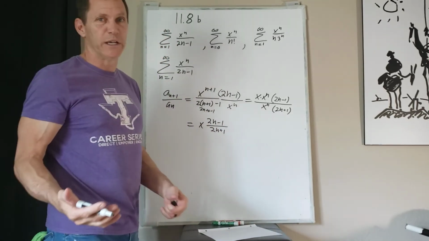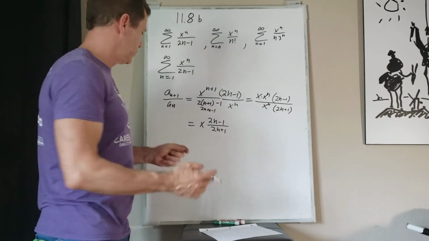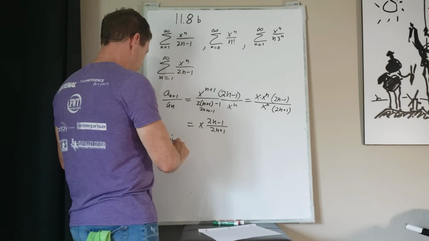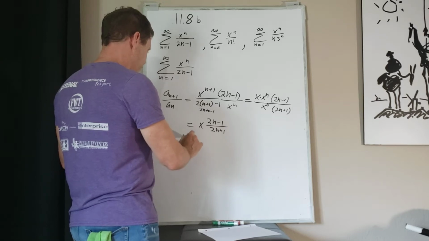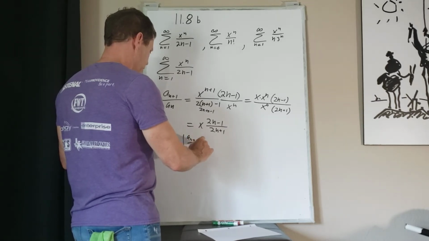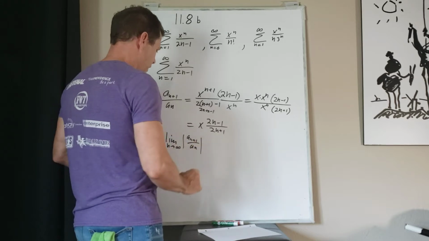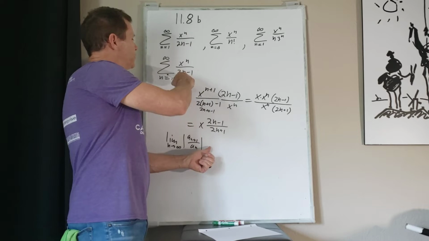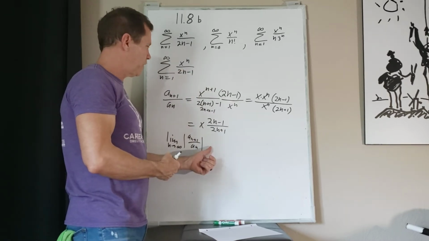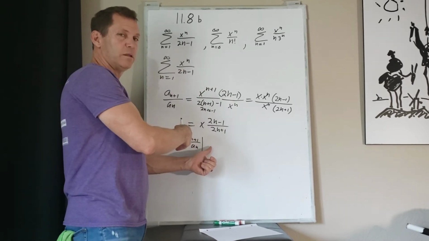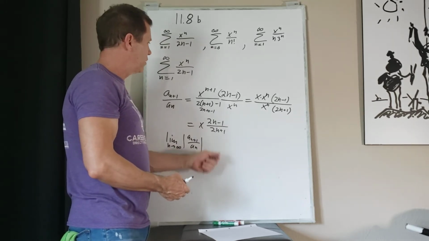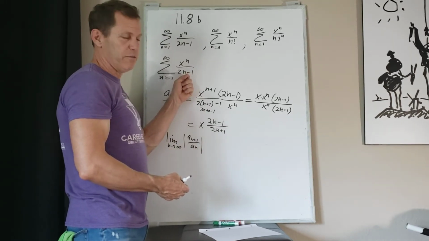Okay, so what does the ratio test do? What is the ratio test? Ratio test, you take the limit as n goes to infinity of the absolute value of a_(n+1) over a_n. And if this thing goes to a number, and if that number is less than 1, then this series is absolutely convergent. If it's equal to 1, the test didn't do any good. If it's bigger than 1, then this thing diverges.